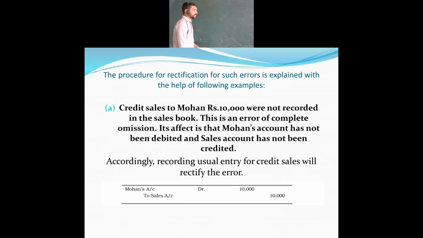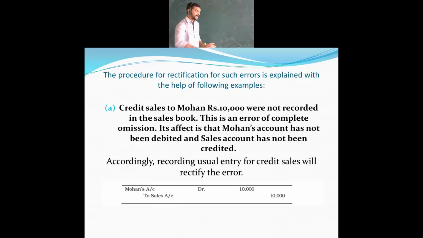So here, credit sales to Mohan, rupees 10,000, was not recorded in the sales book. Now what kind of error do we call this? The sale he has made is not recorded, so which kind of error is it? Error of omission. Complete omission. Okay, that is what we can call this. This is an error of complete omission.